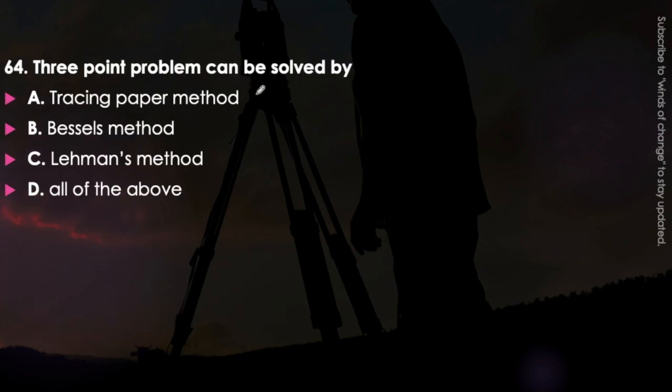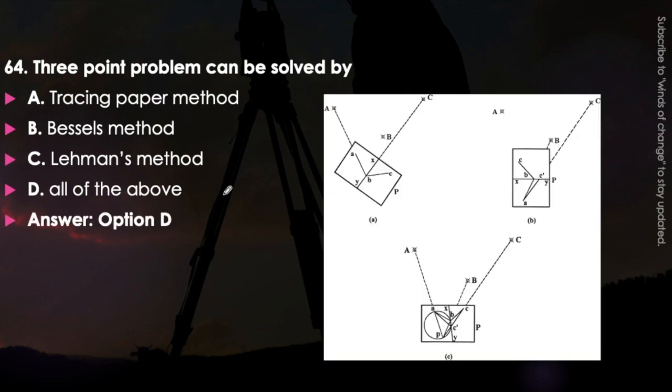Next question. 3-point problem can be solved by tracing paper method, Bessel's method, Lehmann's method, or all of the above. Just think about it. Very easy question. 3-point problem in plane table surveying, how can it be solved? The answer will be option D, that is all of the above. These are all the methods of solving the 3-point problem. Either it can be tracing paper method or Bessel's method or Lehmann's method. You can go into the detail of these methods. We are skipping it here.